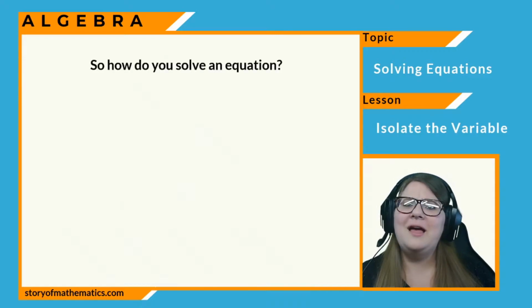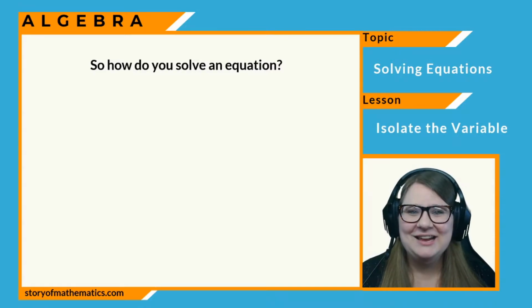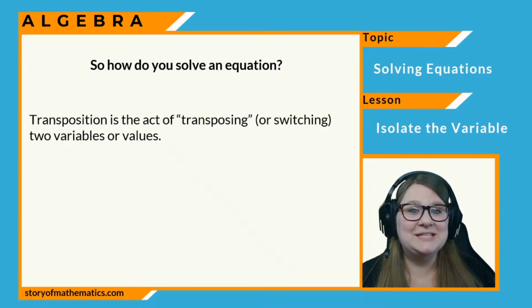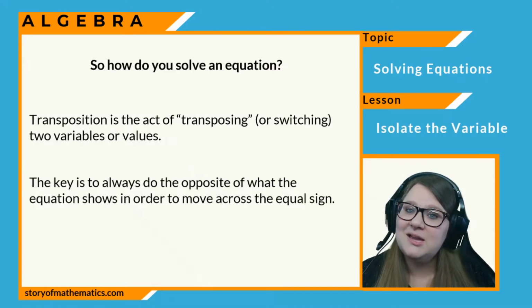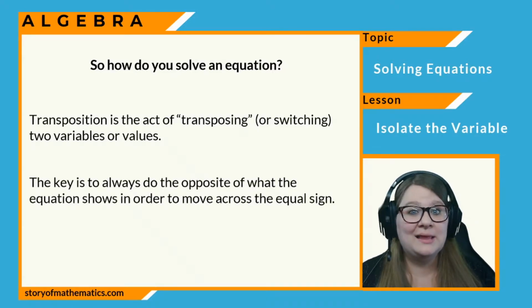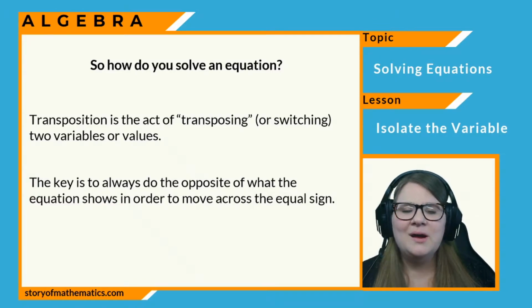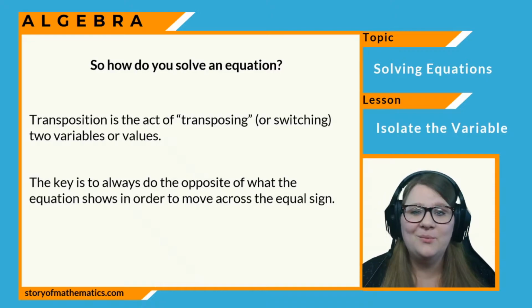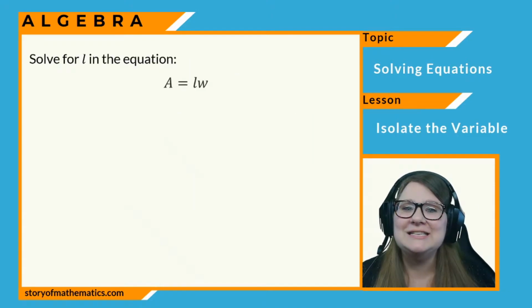Now, you might ask yourself, how do you solve an equation? Once you know that that's what you're supposed to be doing, right? Well, you're going to be doing what's called transposition. Transposition is the act of transposing or switching two variables or values. The key part about this is making sure that you're doing the opposite of what's currently happening in order to move things across the equal sign. We're going to move everything away from the variable we are trying to solve for. Now, this makes a lot more sense in the context of equations. So let's take a look at an example.